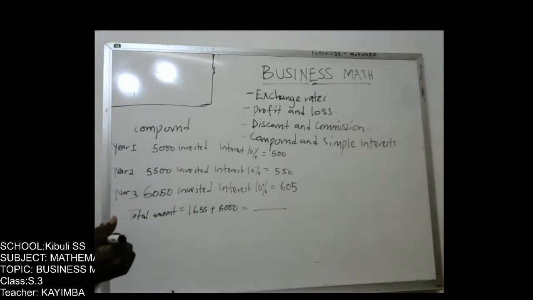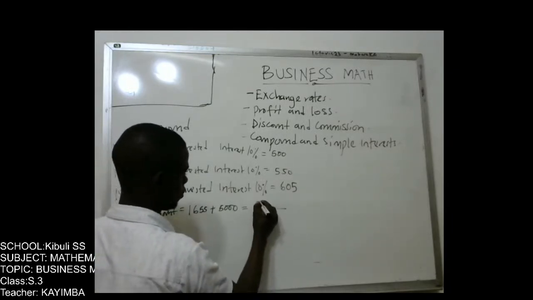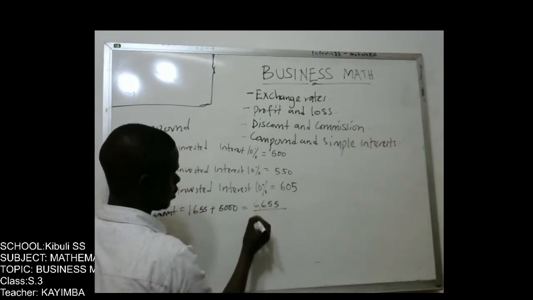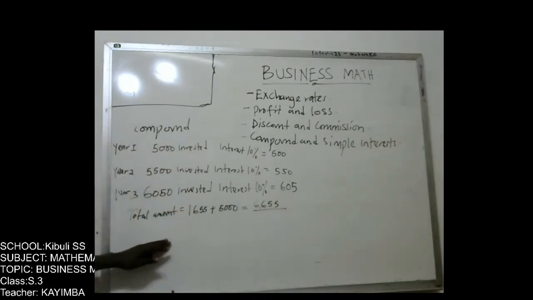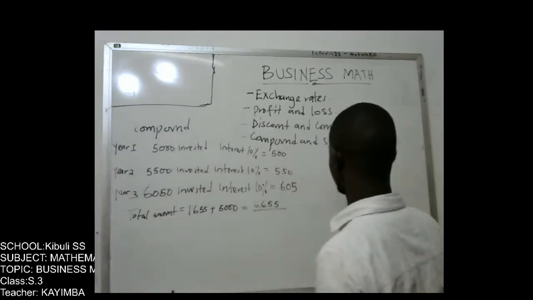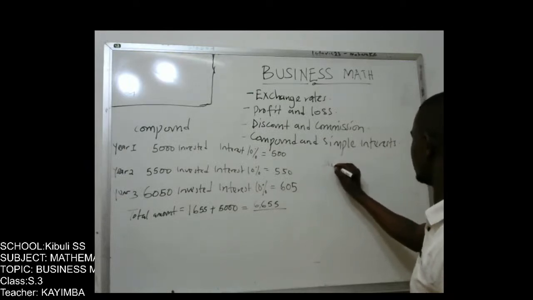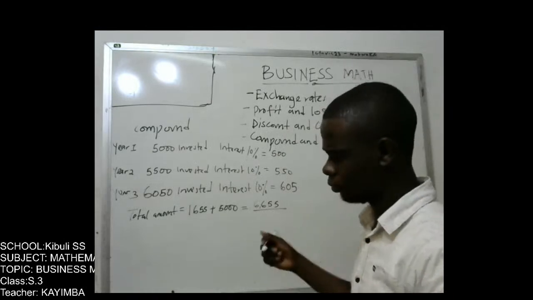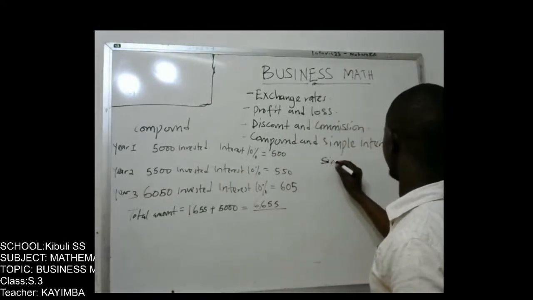What have you got? Give it to me. 6,655. Like that. So this is the money that you pay back. But if you are in simple interest, let us compare with the simple interest.